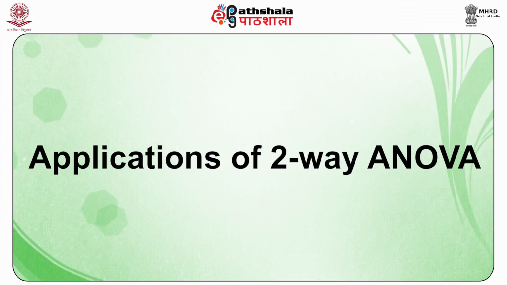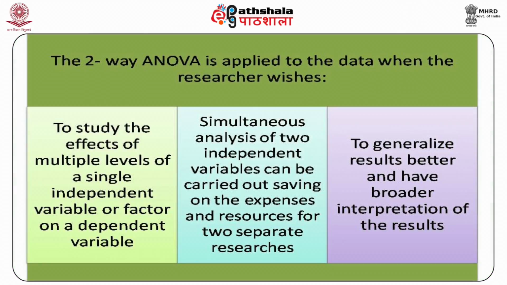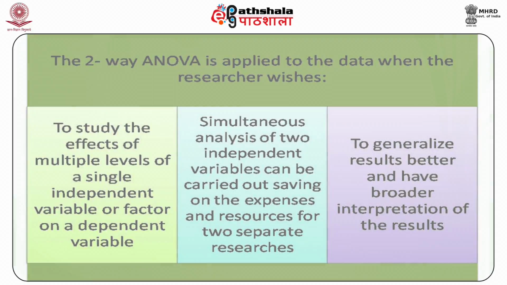Applications of two-way ANOVA. The two-way ANOVA is applied to the data when the researcher wishes to study the effect of multiple levels of a single independent variable or factor on a dependent variable. The simultaneous analysis of two independent variables can be carried out, saving on the expenses and resources for two separate researchers. Also, two-way ANOVA helps to generalize results better and have a broader interpretation of the results.